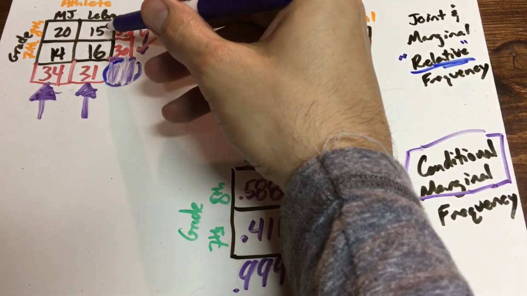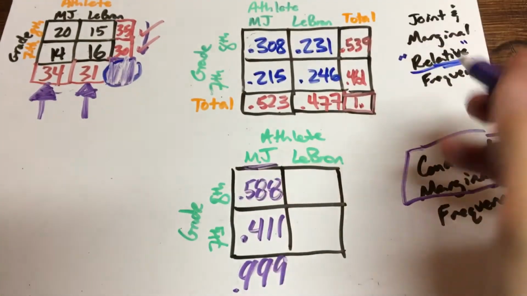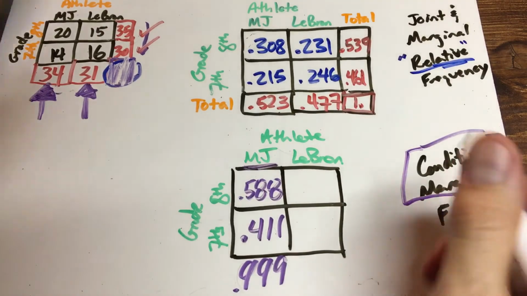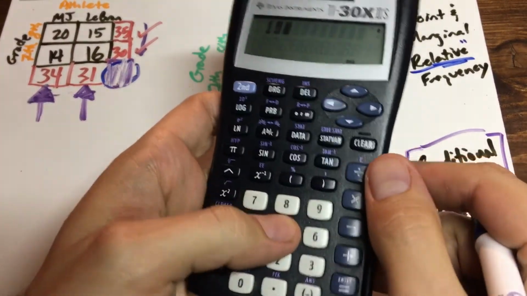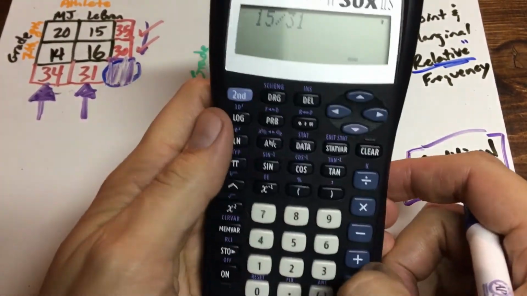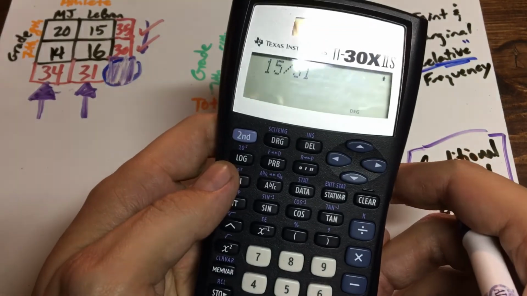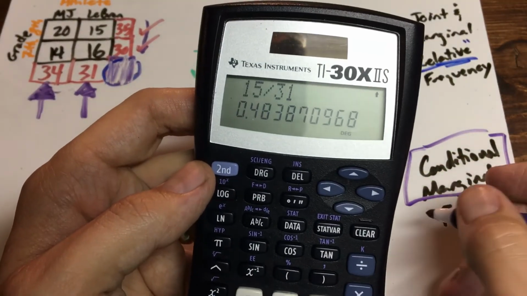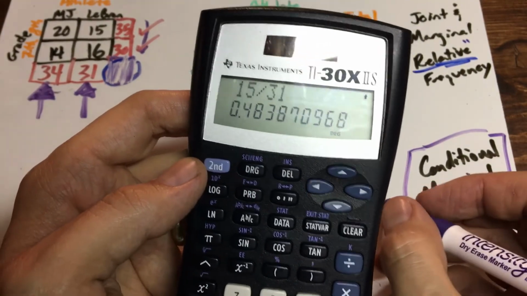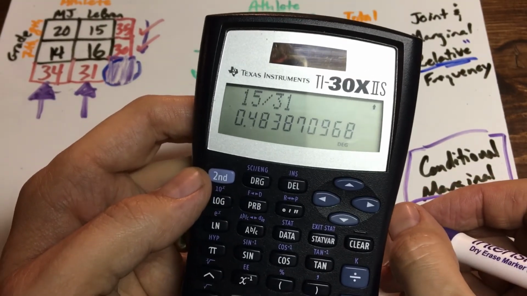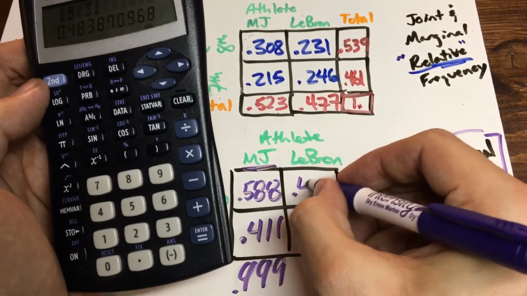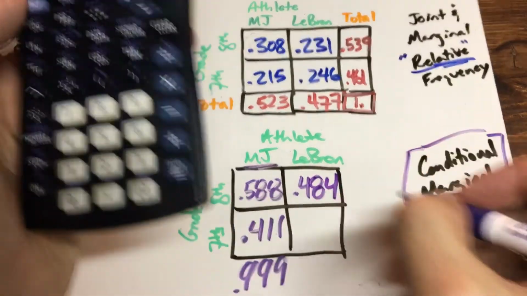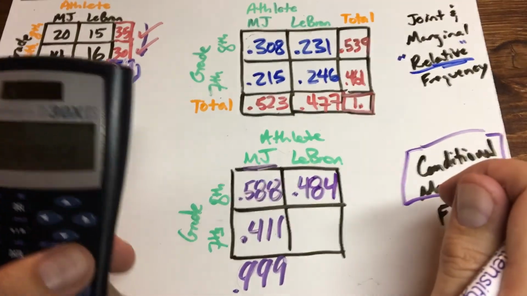And then for LeBron, now we're going to do LeBron divided by 31. So 15 8th graders pick LeBron out of 31 total people who pick LeBron. 15 divided by 31. Sorry, guys, I'm getting tired. 15 divided by 31, 48.3. No, actually, it's 48.4. Let me round it up. 0.484. So 48% of the people who voted for LeBron were in 8th grade.